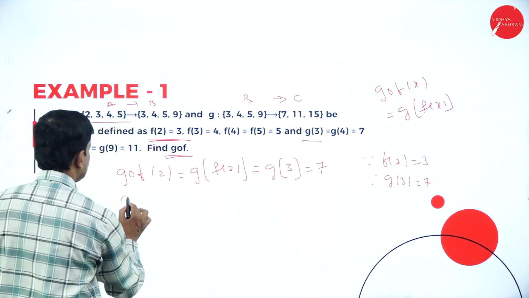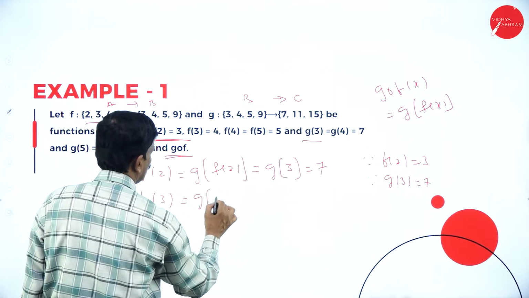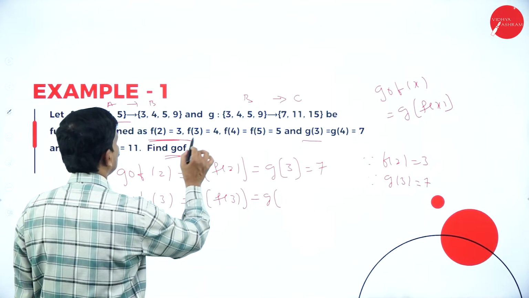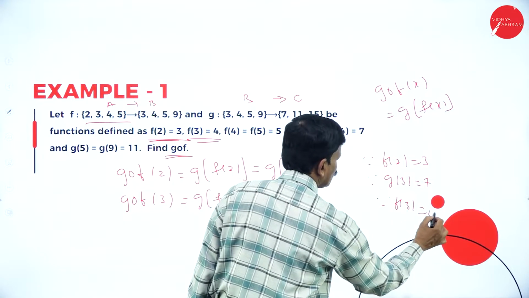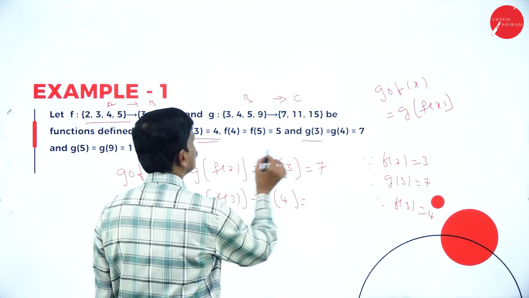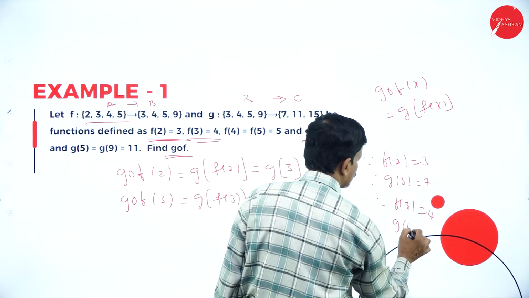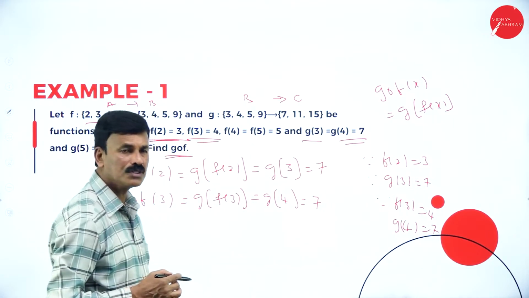Similarly, let us find out g naught f of the next element 3. This can be written as g of f of 3. What is f of 3? f of 3 is given, f of 3 is equal to 4. So you can write g of 4. What is g of 4? g of 4 is given, g of 4 is also equal to 7. I can write 7 here. This is also equal to 7.